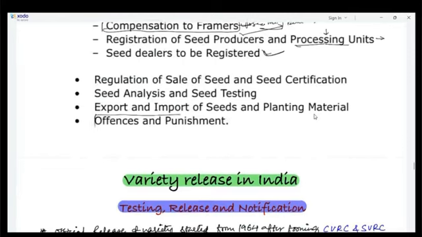Also, regarding offenses and punishment under the Seed Act, if any offense was convicted, the punishment, whether the fee or the duration of imprisonment, was very less. That has been enhanced in the Seed Bill 2004. So these are certain things that you should remember.